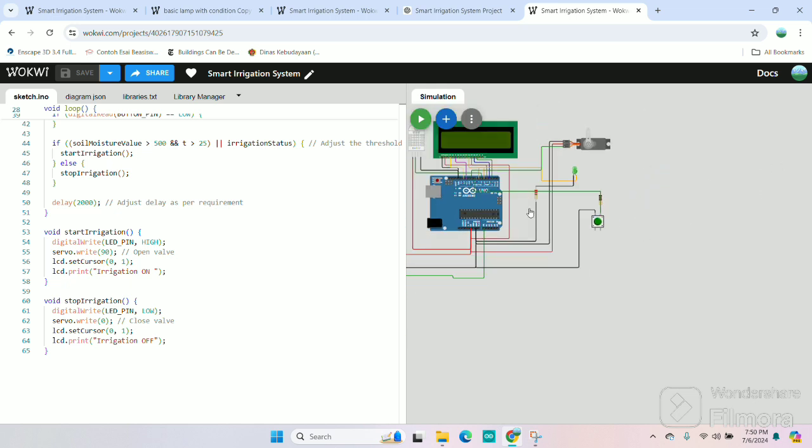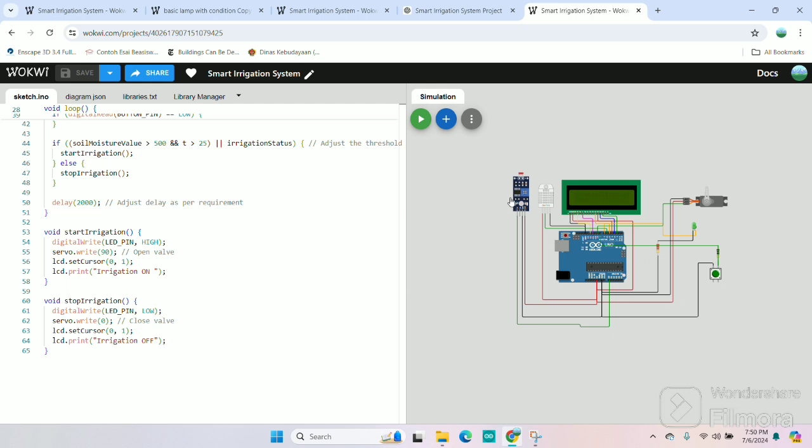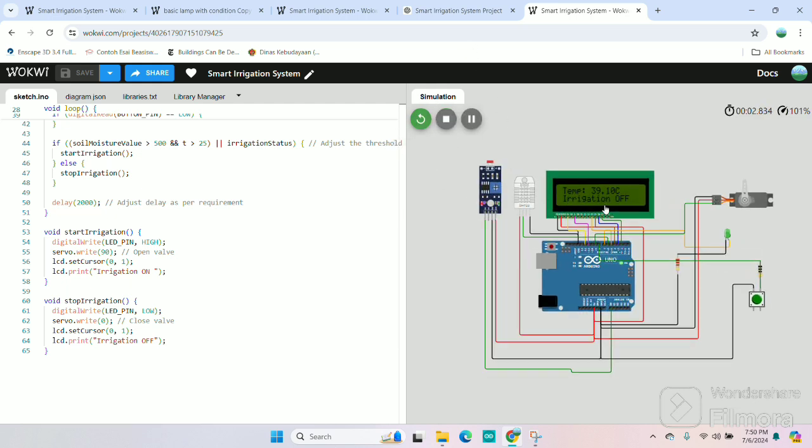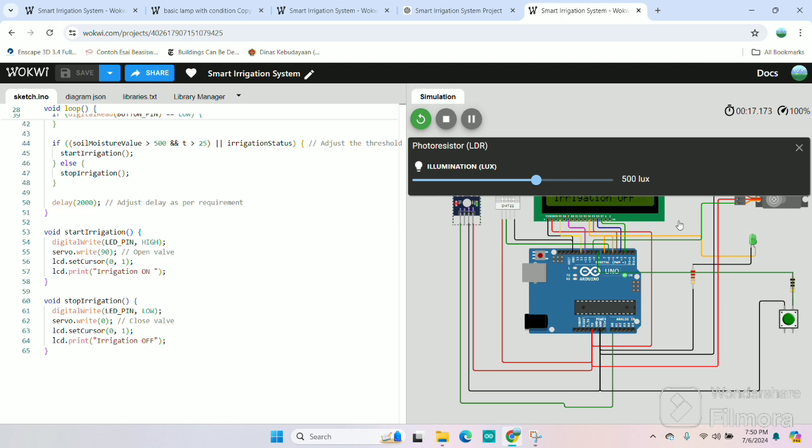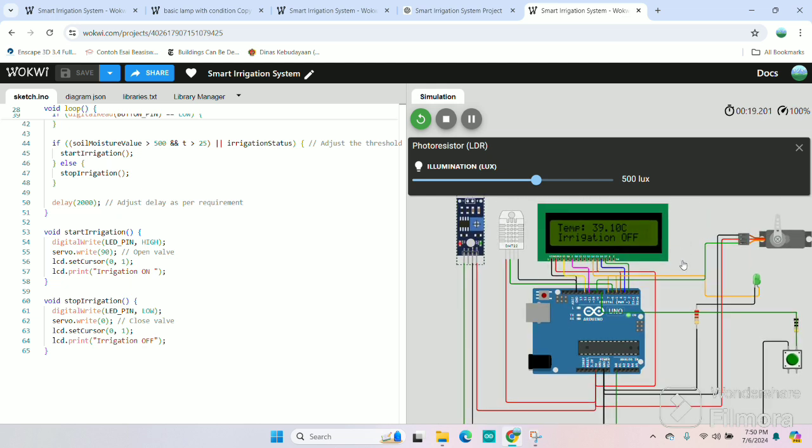Okay, let's start the simulation. At first, initially it writes the temperature 39.10 degrees Celsius, and it says that the irrigation is off. So let me simulate with this moisture sensor.